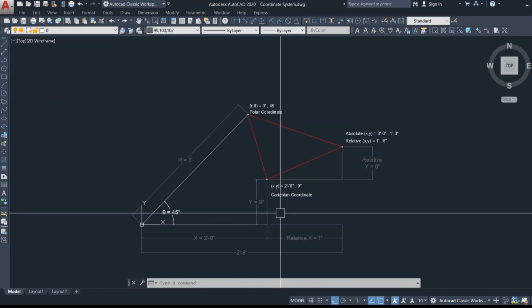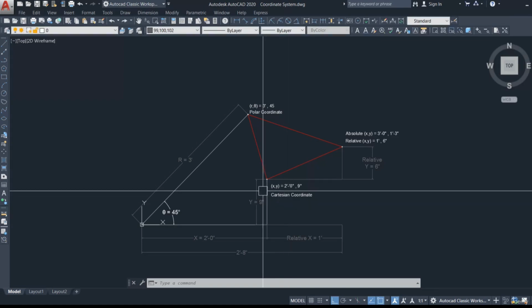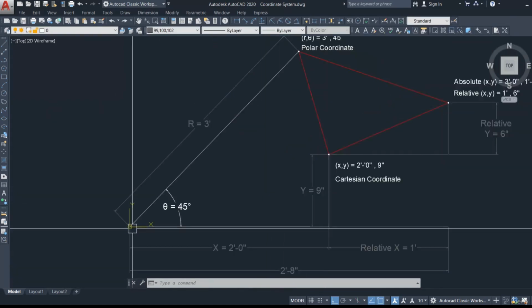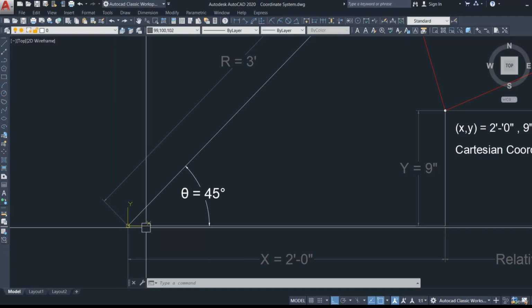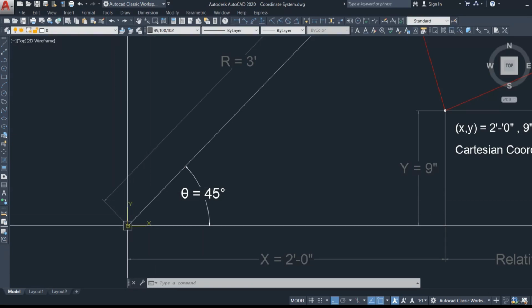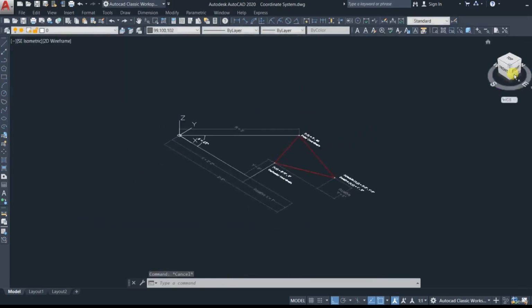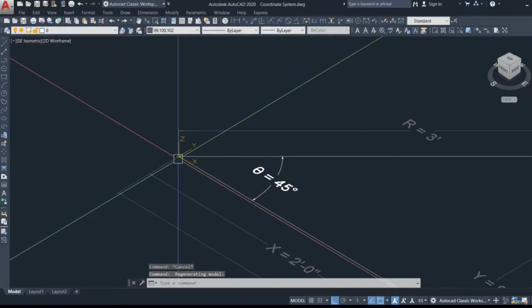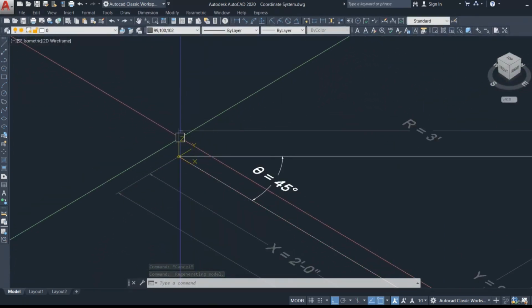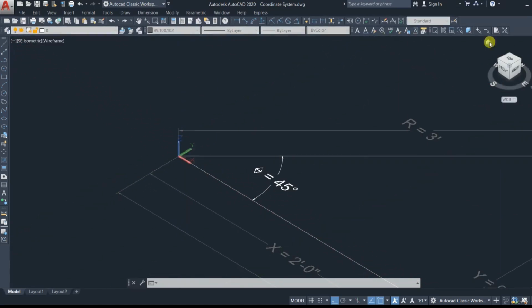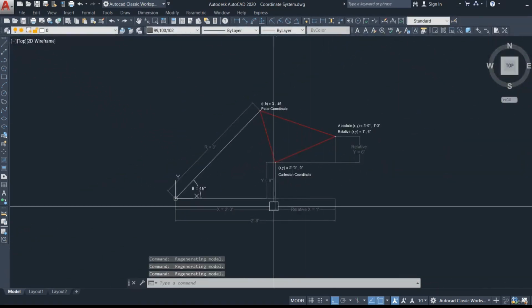So let's see. In Cartesian coordinates, as we have seen before, we have two coordinates, that is x and y. X is this one, the horizontal direction, and y is in the vertical direction. And we also have the z direction when we switch to 3D. See, you have x, y and z directions. Z is perpendicular to the x and y axes. Now let's move on to 2D.